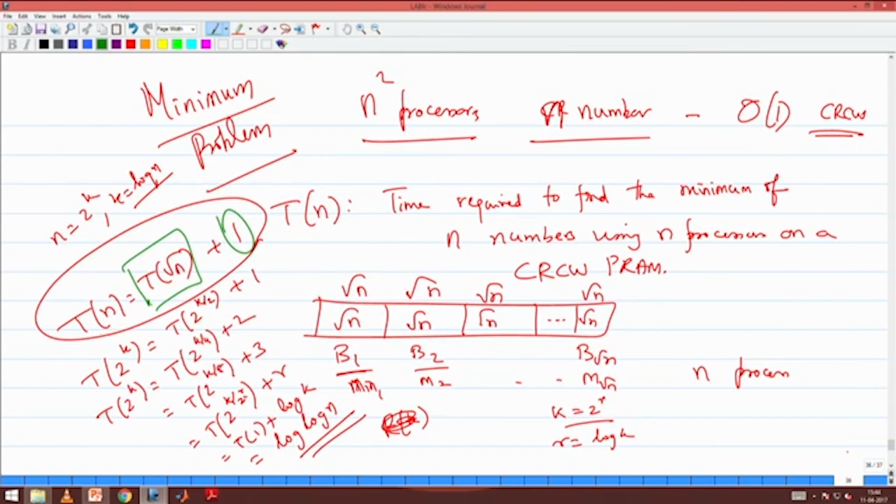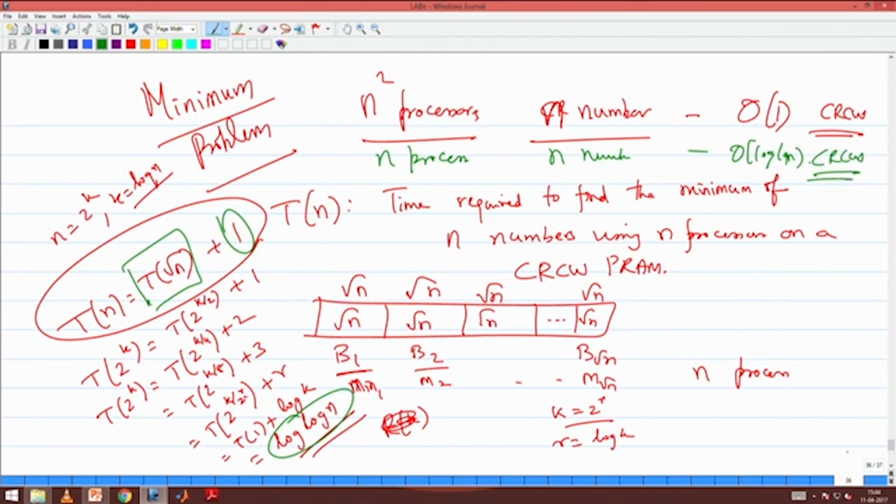What is T(root n)? Time required to find the minimum of root n numbers using root n processors on a CRCW. And this is how I derive and show that T(n) is actually log log n. So n squared processors, n numbers: order 1 time. n processors, n numbers: order log n on the CRCW.